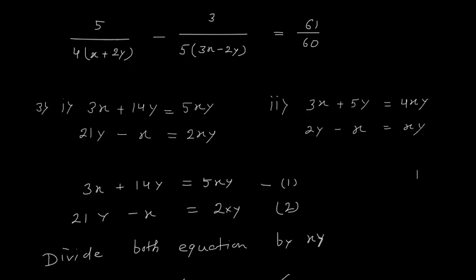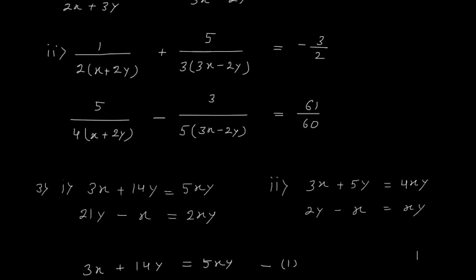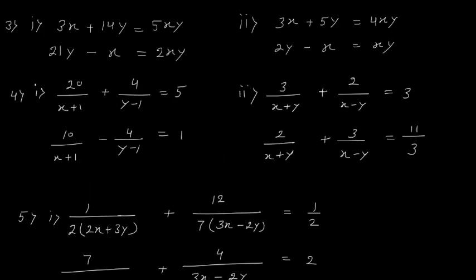Acha, this second question, 3x plus 5y is equals to 4xy and 2y minus x is equals to xy. Now you can solve this problem by yourself, exactly the same way we did this first problem. Okay. So next problem I am not doing.